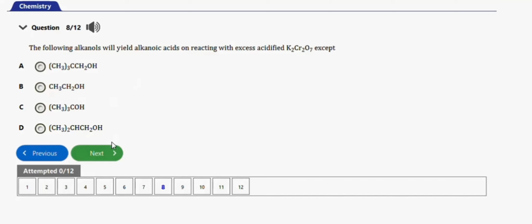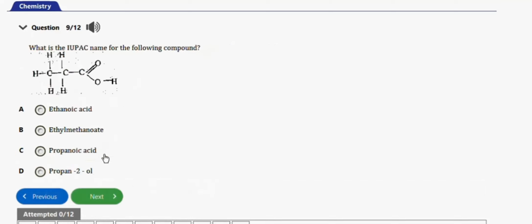The next question says, what is the IUPAC name for the following compound? So this is propanoic acid. If you check, we're having 3 carbon atoms and COOH, which is the carboxylic group. Okay, so the right answer is option C, which is propanoic acid.